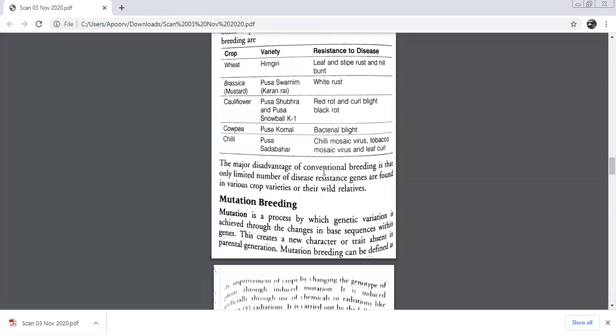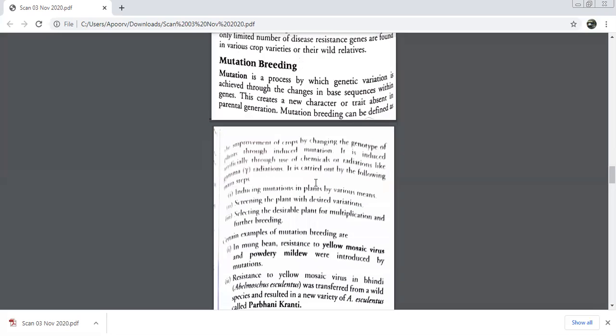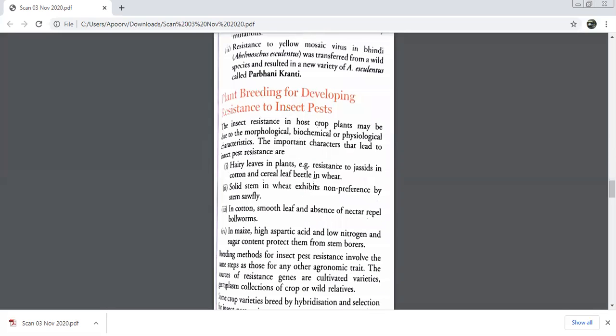So what are these varieties we have got? These are all varieties obtained by mutation breeding. Artificially, we have created some genetic variations, which is known as mutation breeding. Now we're going to read about plant breeding for developing resistance to insect pests. How are we going to do this? Read it quickly.